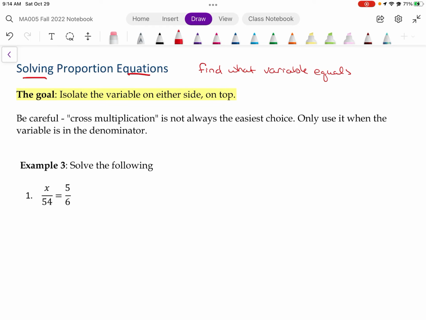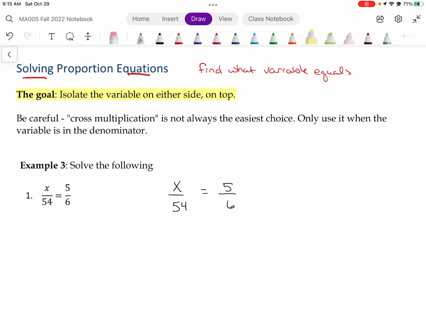Okay, so we're going to use cross multiplication here, and I'm going to rewrite this problem just so it's a little bit bigger. X over 54 equals 5 over 6. And we're trying to find what x would be so that whatever it is over 54 is the same as 5 over 6. So they're equivalent fractions. Some of these you could do with equivalent fractions, but I'm going to show you with cross multiplication. So like I said at the top, cross multiplication is not always the easiest choice. Only use it when the variable is in the denominator.